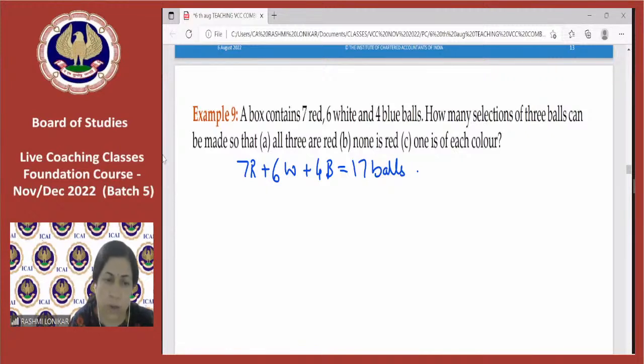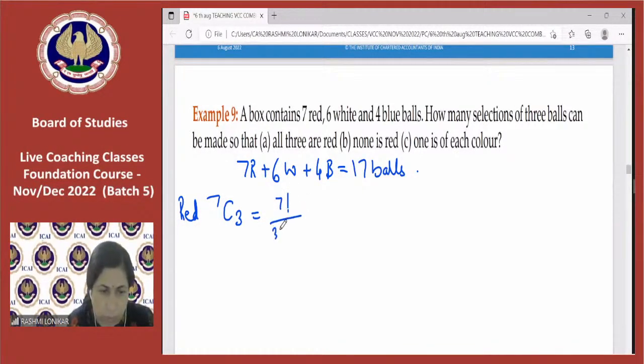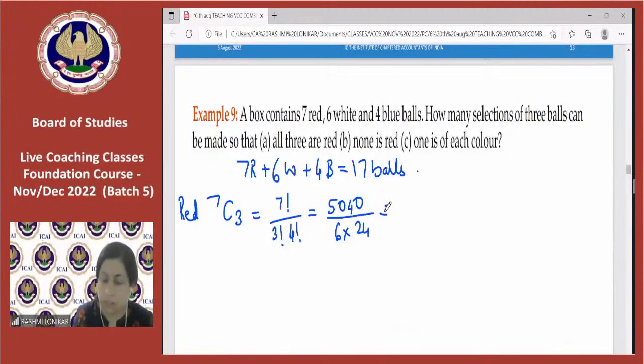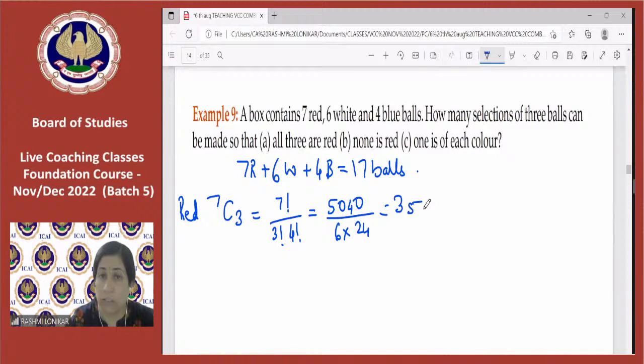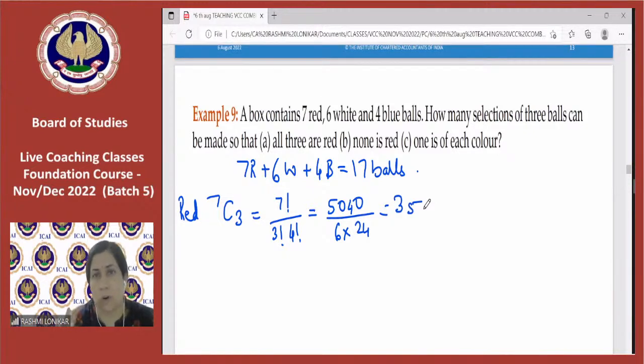How many red balls do I have? 7. So 7C3. For all balls to be red, 7C3 is 7 factorial upon 3 factorial into 4 factorial, since 7 minus 3 is 4. This is equal to 5040 upon 3 factorial, which is 6, into 4 factorial, which is 24. So how much is this? 5040 divided by 6 divided by 24. Answer is 35. So in 35 selections, we will get all 3 balls as red.